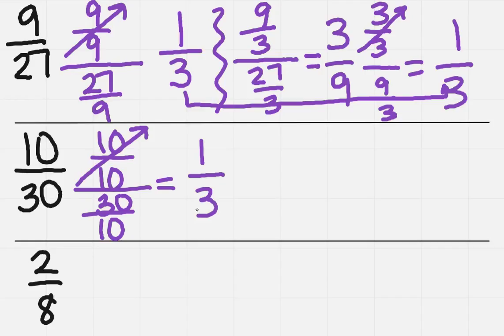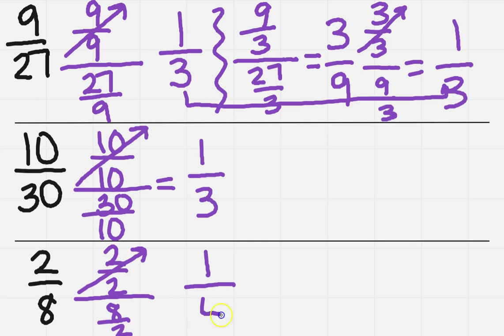So welcome back. I noticed that I have a 2 and an 8. Both of these are even, so I know they're divisible by 2. Again, I want to go ahead and write out my thought process just so you can see it. Remember, anything over itself is 1. 8 divided by 2 is 4.